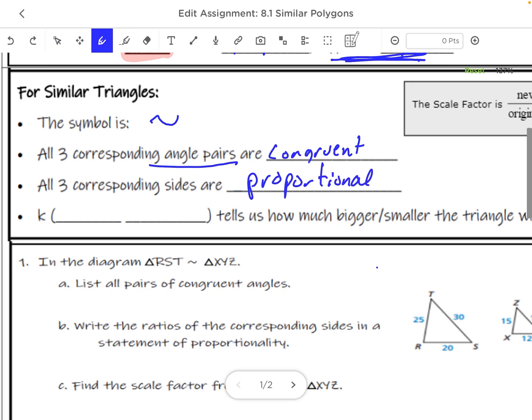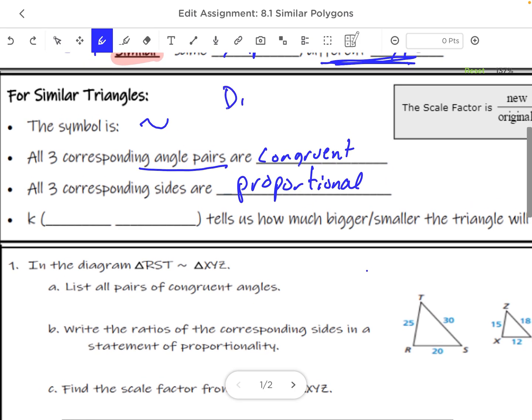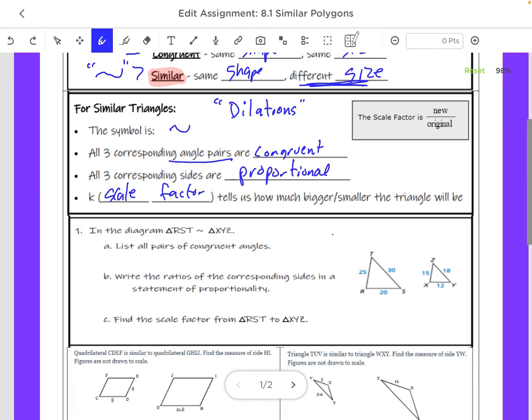This is like when we do dilations. It's either a bigger or smaller version of something. We remember the K was called the scale factor. And that tells us how much bigger or smaller the triangle is. We talked about it with dilations. We remember that scale factor is new over original, but we talked about it being K equals new over old. That's the main thing we're going to keep in mind on our scale factor: new over old. All right, so let's get right into some practice.